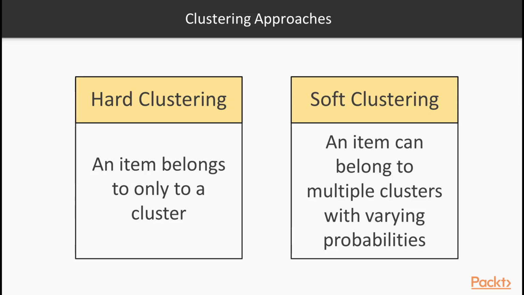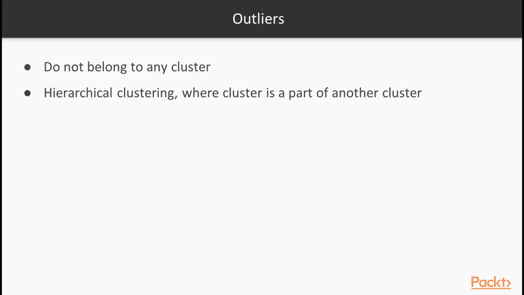Clustering can be hard or soft. In hard clustering, an item belongs to only one cluster, while in soft clustering, an item can belong to multiple clusters with varying probabilities. In this course, I've used only the hard clustering method. We can also have items that do not belong to any cluster. These items are considered outliers or anomalies or just noise.